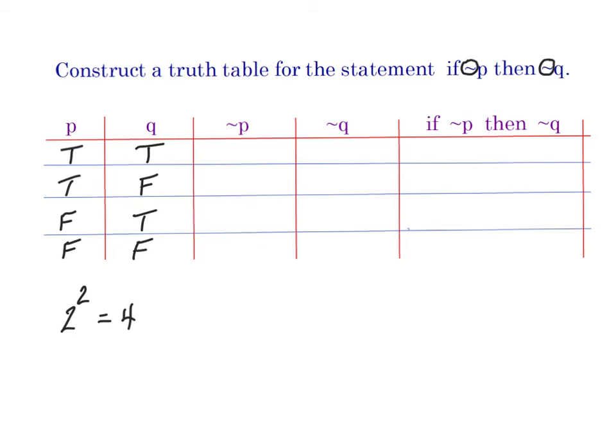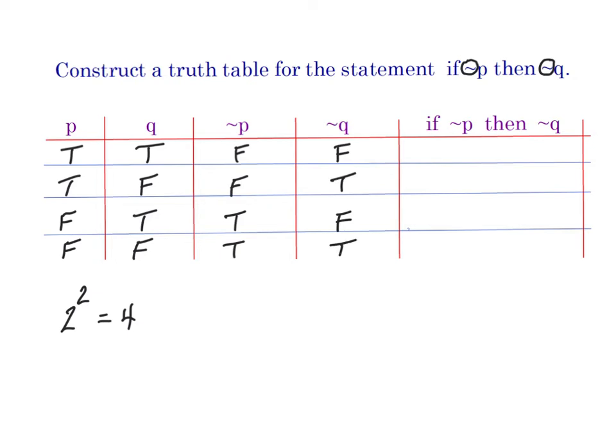For not P, I'm literally going to do the opposite of what is in the P column. So I'm going to go false, false, true, true. Remember, if P is true, then not P has to be false. And I'm going to do the exact same thing for not Q. The negation of Q would go false, true, false, true.